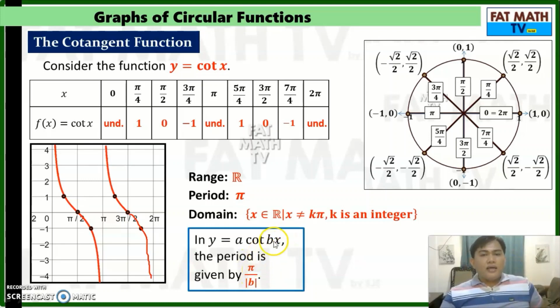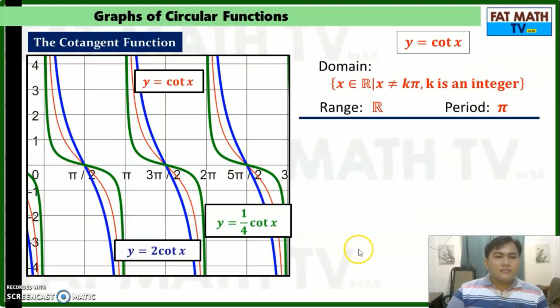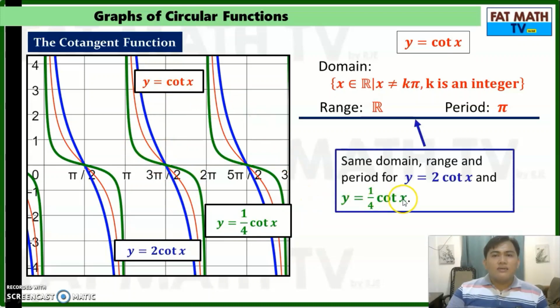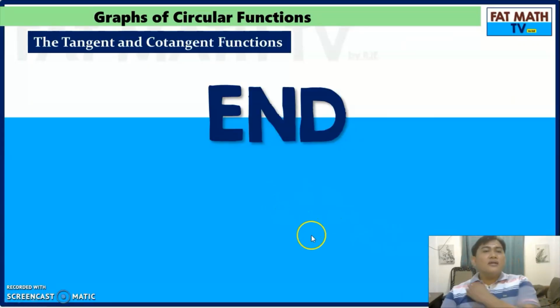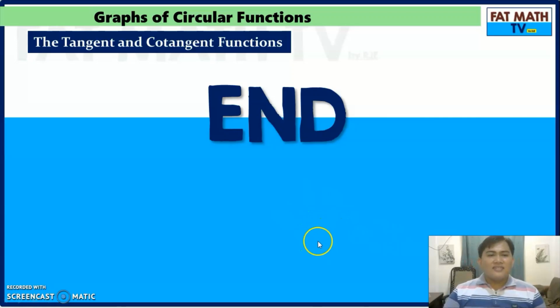Same with the tangent, the period is pi over the number here with x, pi over b. If you have numbers here, same with the tangent function, if it's 2, greater than 1, it's steeper. If it's 1/4, it's a bit flatter. Compare with the red one, y equals cotangent x. You will have the same domain, range, and period. Okay, so that's it for tangent and cotangent functions. I hope you learned.